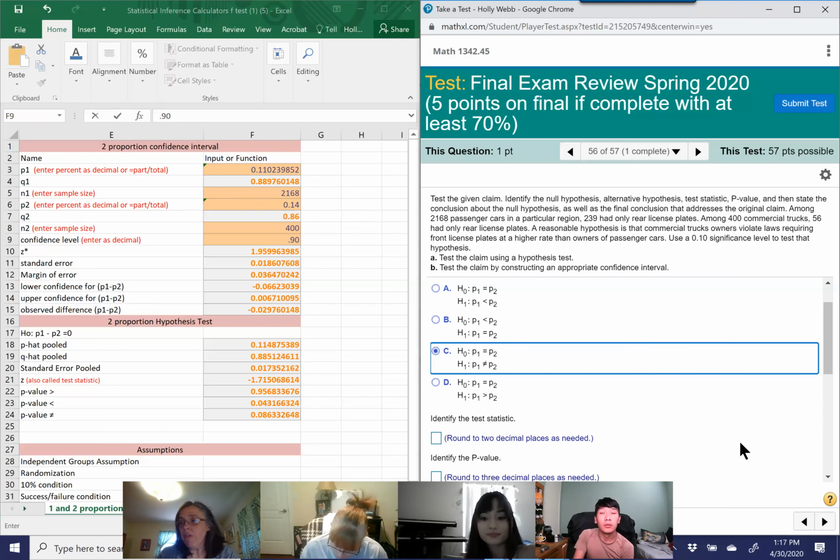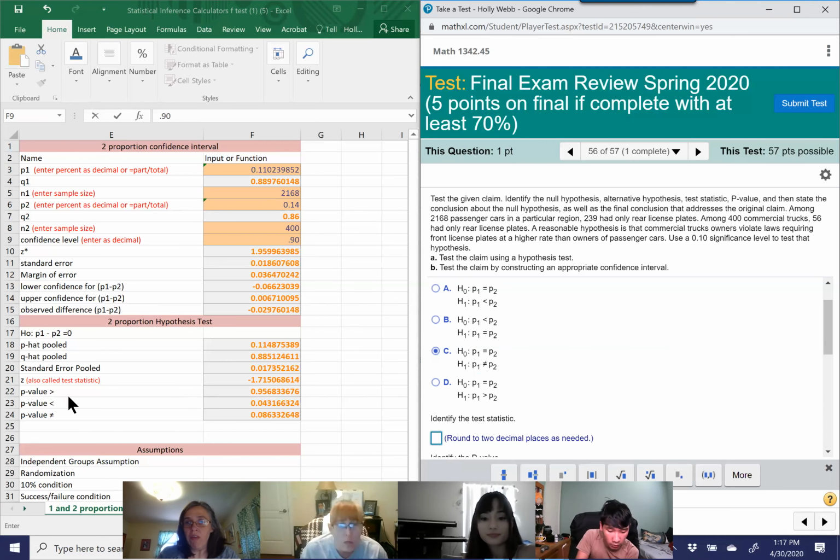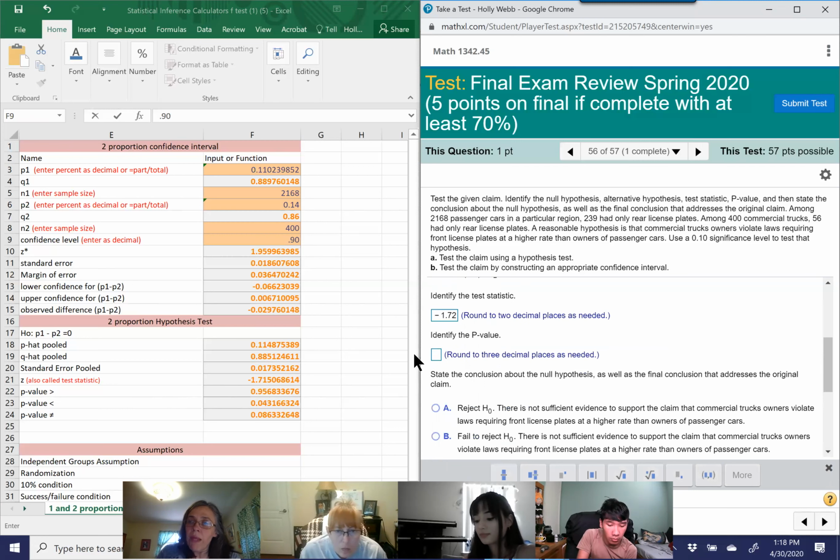We'll just find our test statistic. And our test statistic is a z-score in this case. It's going to be negative 1.72. And then our p-value, because this is a left-tail test, is going to be this one in the middle, and remember it's going to be negative. This p-value is going to be 0.0432, or rounded to 3 decimal places, 0.043.